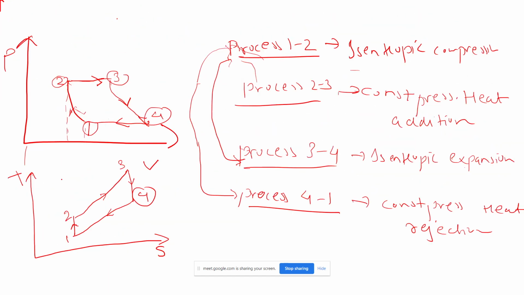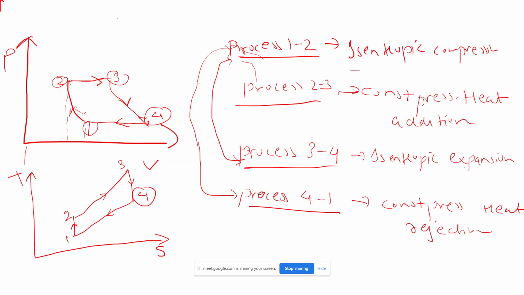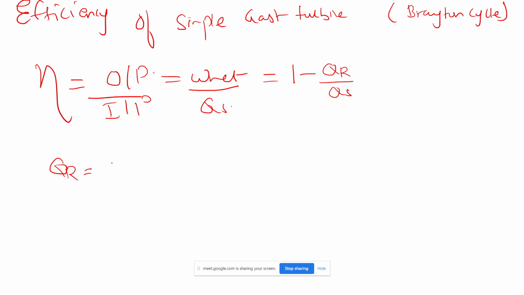I'm telling you, tell from here. What is our heat rejected? M into Cp into T4 minus T1. Right. So we can write heat rejected as H4 minus H1. What is the H? H is enthalpy. So how can we write enthalpy? Cp into delta T, per unit mass.